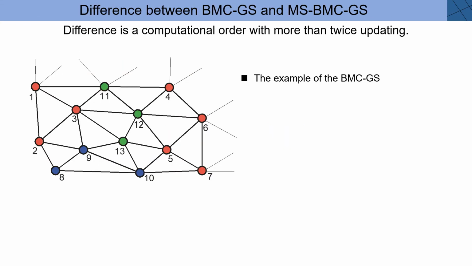In this slide, we show the difference between BMC-GS and MS-BMC-GS. This picture shows an example of MC-GS. The numbers show the order of updating nodes. By applying the multicoloring technique, the data dependency among nodes is removed. Then, we can parallelize the Gauss-Seidel smoother.